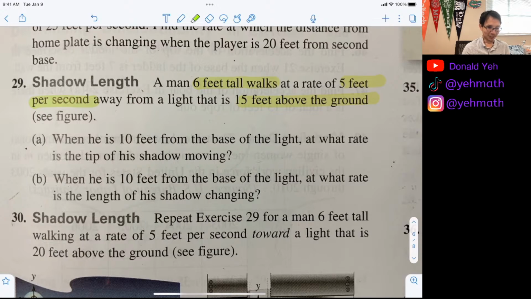Okay, Kelly, come back to math, please. No boys. So a man 6 feet tall walks at a rate of 5 feet per second away from the light, and the light is 15 feet above the ground.